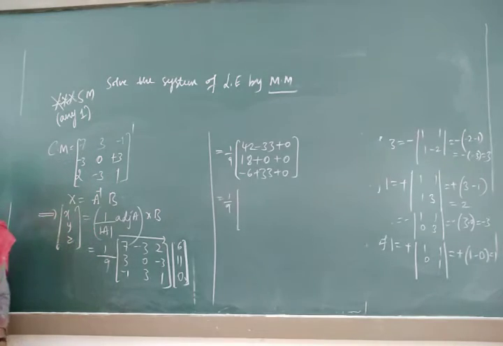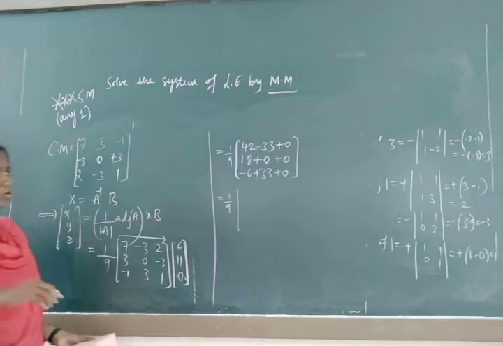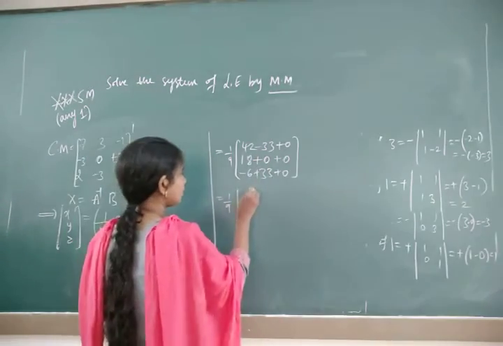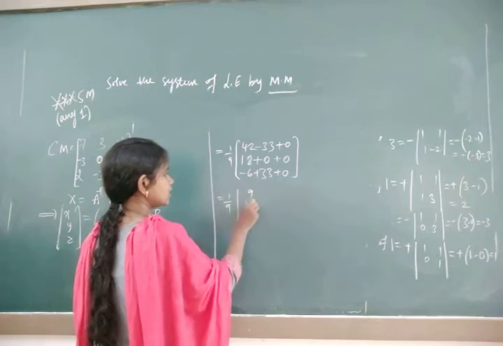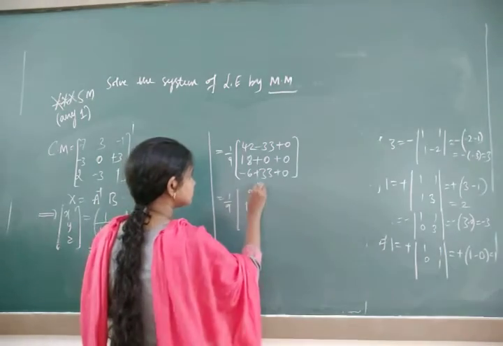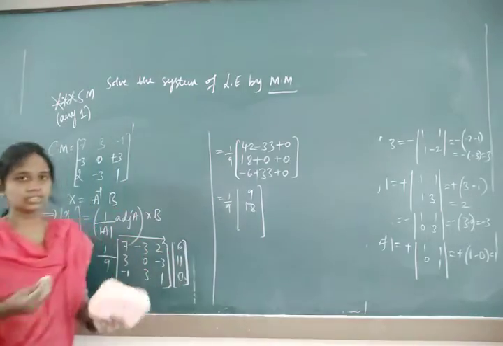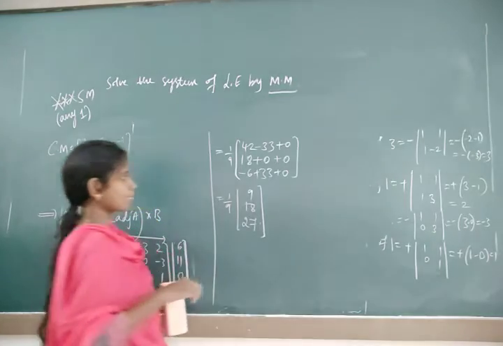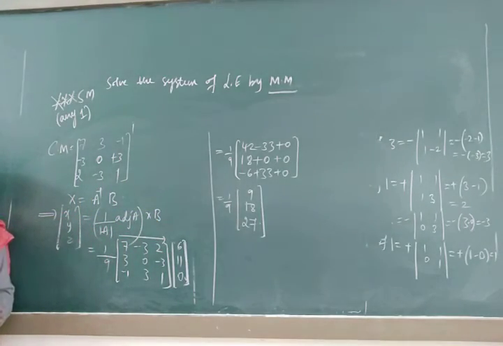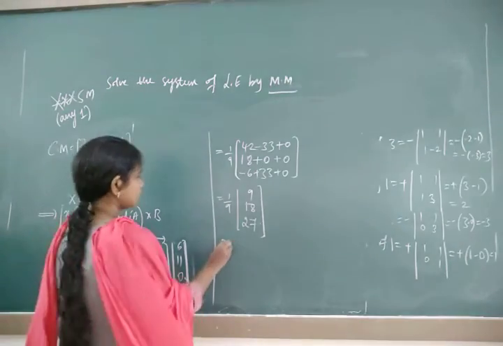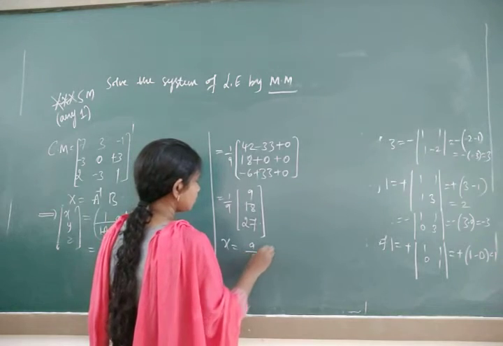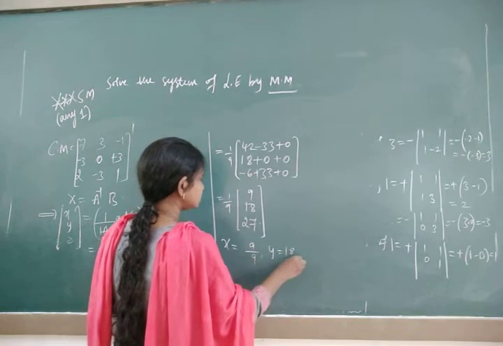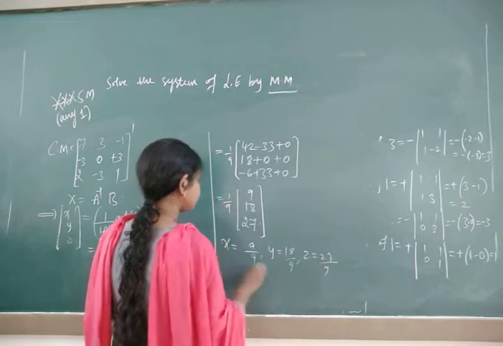So now simplification, 42 minus 33, it's a 9. 18 plus 0 plus 0, it's a 18. Now 33 minus 6, I think it will be 27, right? Yes. Now you take one by one, you are going to get x value as 9 by 9, y value as 18 by 9, z value as 27 by 9.